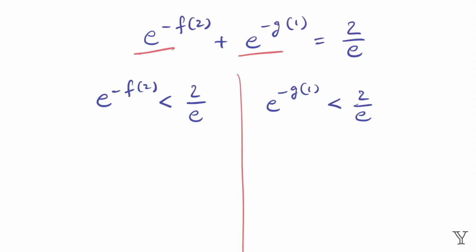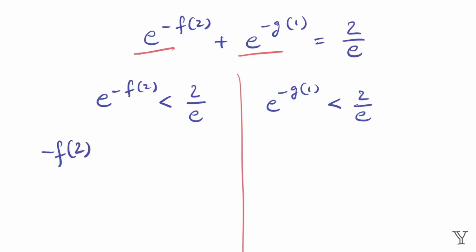Right, so what do we do next? Well, we know that the answer options involve the log of 2. So the obvious thing to do here is to take logs on both sides of the inequality. Recall that the natural log is a strictly increasing function. Therefore, if a is less than b, then log of a is less than log of b.